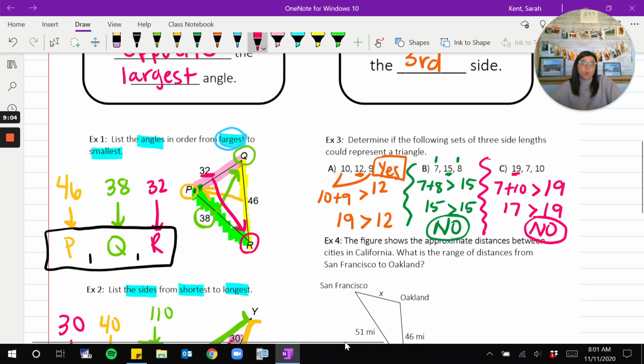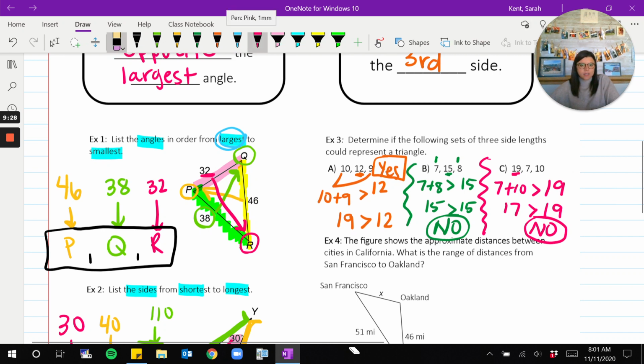So we were able to make one triangle out of our 3 different choices. So what this says is if we had a side that was 7, a side that was 10, and then a side that was 19, it would look something like that. It wouldn't all touch. So that's why that would not make a triangle.